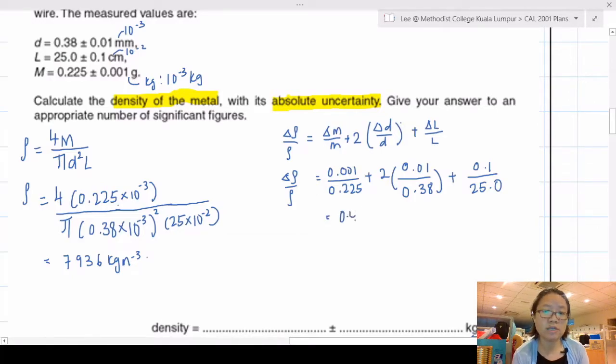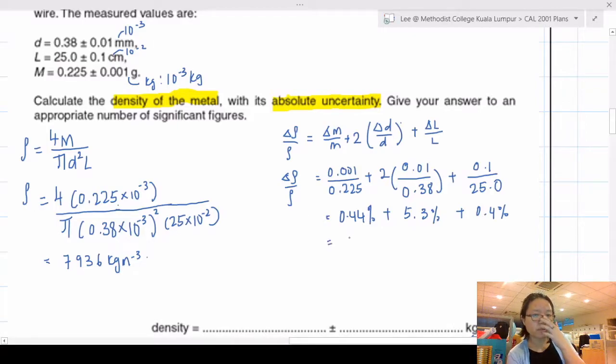Okay, so generally, right, I will write out the percentage for each individual measurement. So for M, the percentage uncertainty is 0.44. For D square, or 2 times D, is 5.3. And you notice I've already written down in 2SF. Okay, and for L is 0.4%. All right, the reason why I isolate them is so that if there is a mistake, right, I should be able to tell that the percentage is either too big or too small.